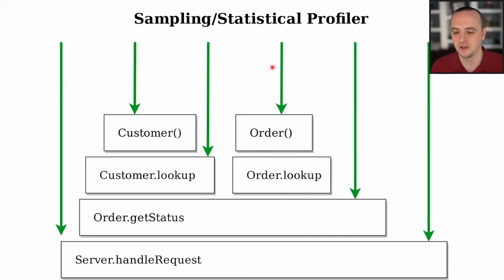So for example, I was in the order function one of those times. I was in the lookup function one of those times. So we can see how often we were in a particular function divided by the amount of times that we polled, and we can draw some conclusions about which functions took the longest or where we may want to spend some time optimizing.